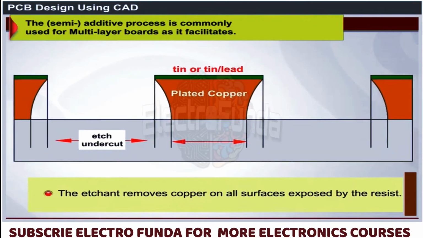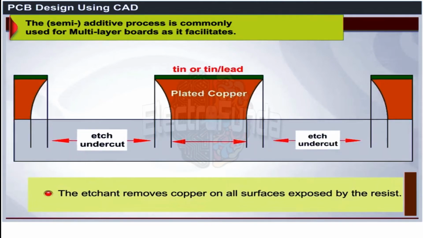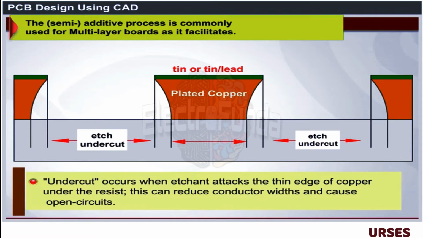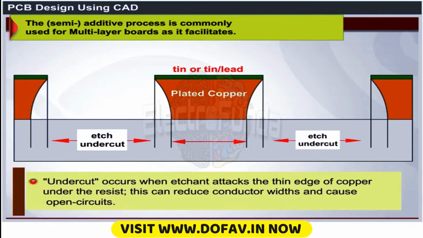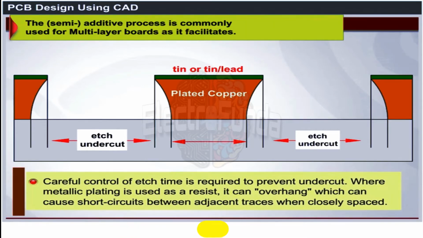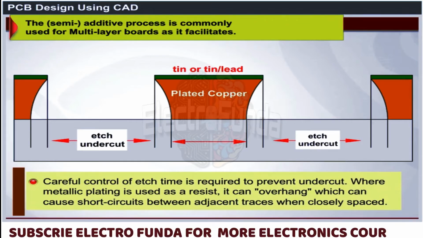The etchant removes copper on all surfaces exposed by the resist. Undercut occurs when etchant attacks the thin edge of copper under the resist. This can reduce conductor width and cause open circuits. Careful control of etch time is required to prevent undercut.